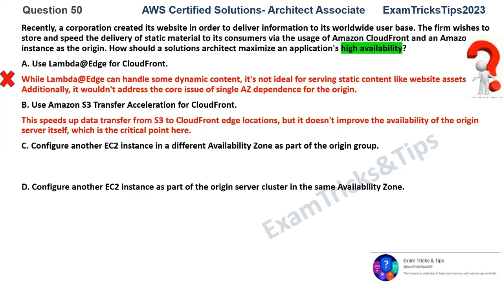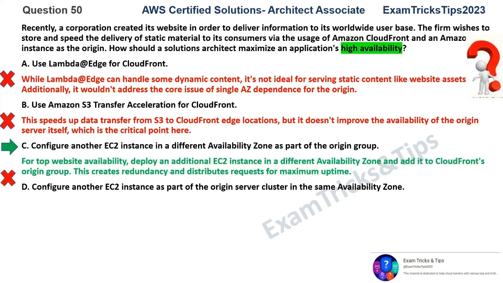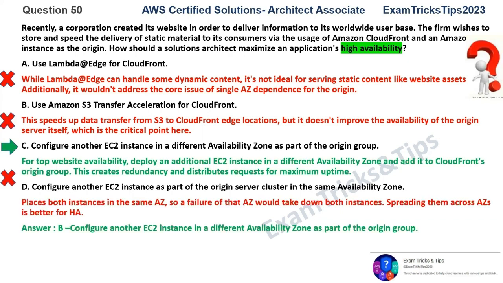Whereas if you look at option C, the second EC2 instance is being added in a different availability zone. That means if your current availability zone crashes or is not available for any reason, then you at least have redundancy in another availability zone. So this is a much better solution in terms of increasing the availability than, say, option D.